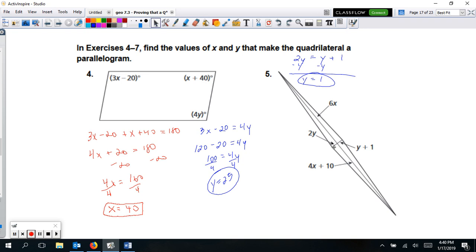So that was actually a really fast one. That's probably why I started with that one. And then the other one's 6x is equal to 4x plus 10. Subtract 4x from both sides. That will give us 2x is equal to 10, and then just divide by 2, and so x is equal to 5.